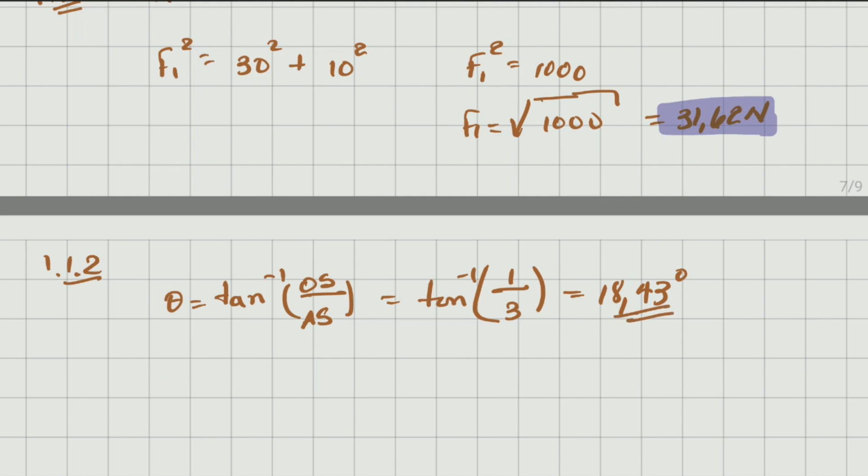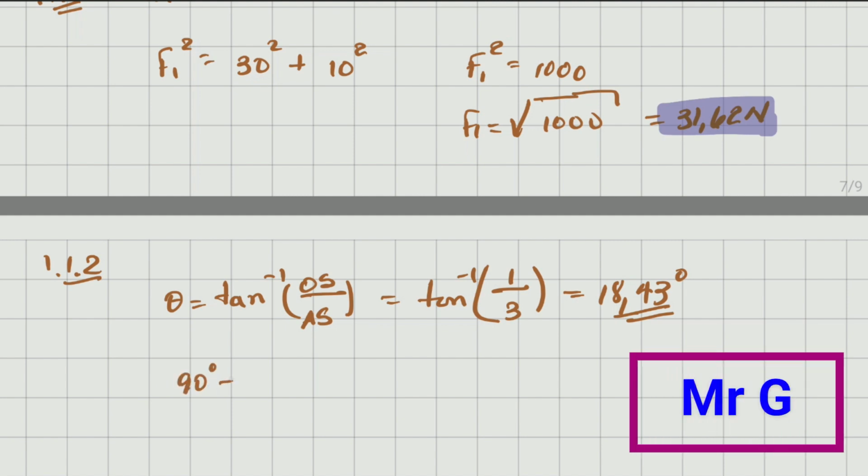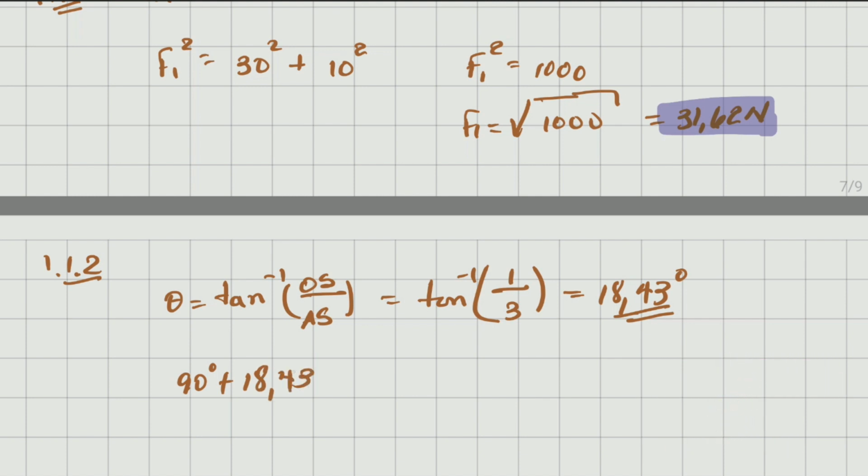Remember, the angle from the positive x-axis that they want would then be equal to 90 degrees plus the 18.43 you get. So the final answer here will be 108.43 degrees. And this direction is the one they are asking because it is from the positive x-axis.